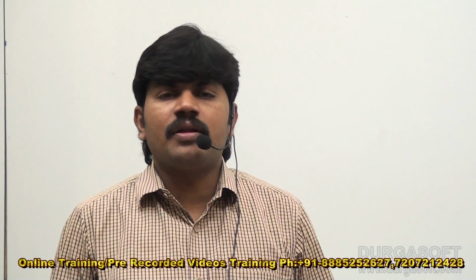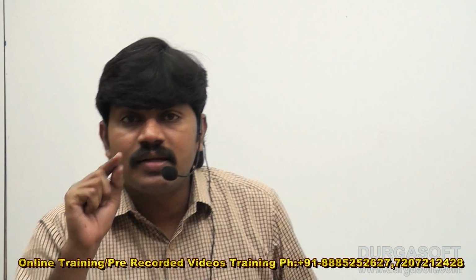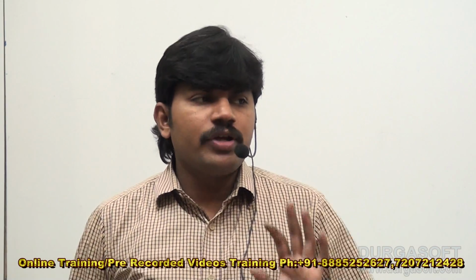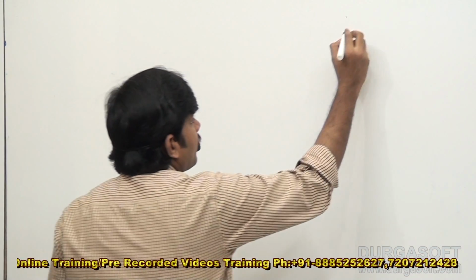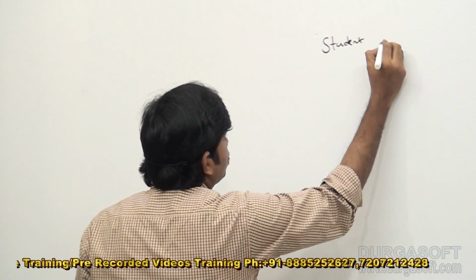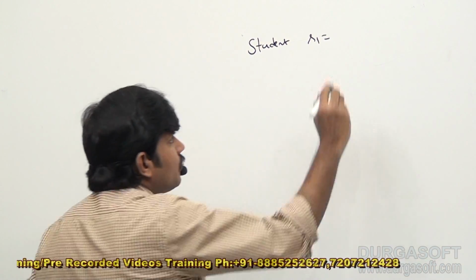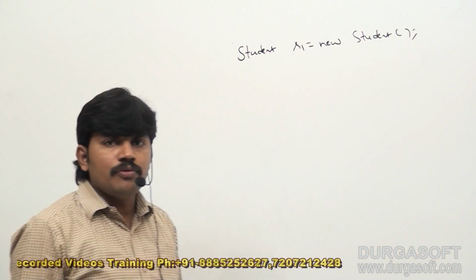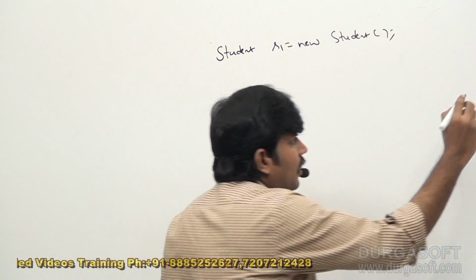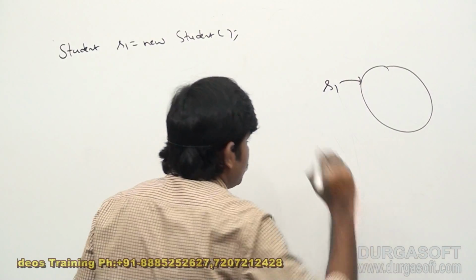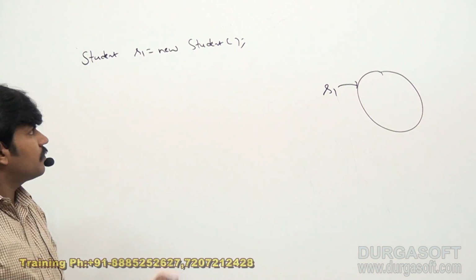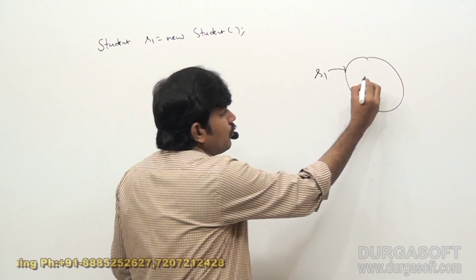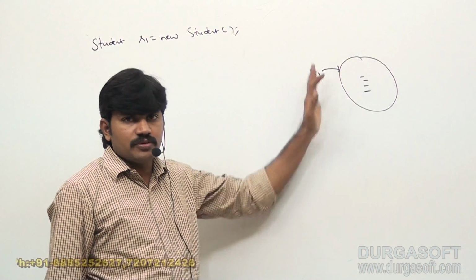Sir, is there one special area where we can use null? There is one special area where we can always happily use null. What is that area? Garbage collector. Suppose I have one student object: Student s1 = new Student(). Now s1 points to this object, and by using s1 you can happily access this object.